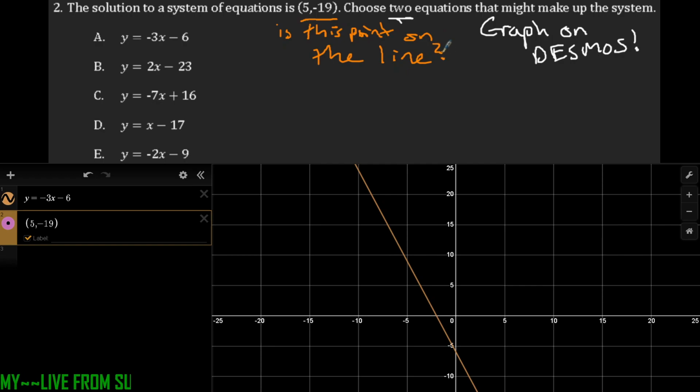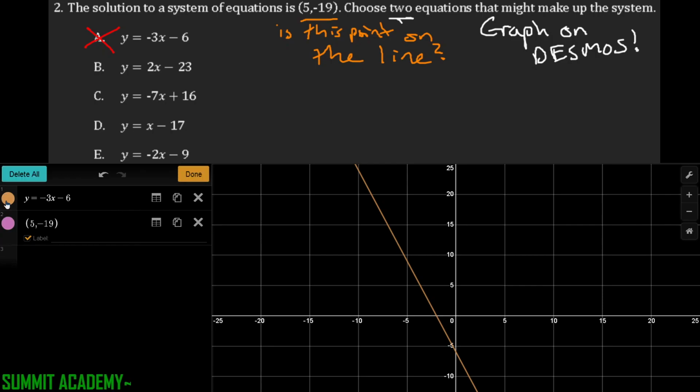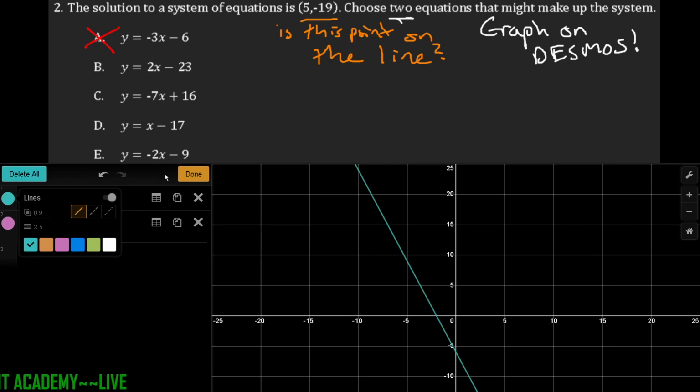If it's on the line, it is a solution. If it's not on the line, it's not a solution. So on this one, you can see that the point 5, negative 19 is not on the line. So we're going to say no for that one. What about the next part? Let me change this to a different color. Let's do green, it's easier to see.